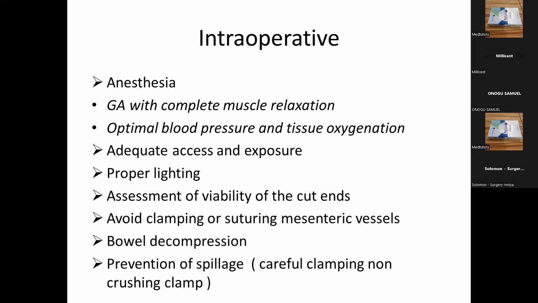Now, ensure that you have adequate access and exposure, with proper lighting of your field so that you can see everything you're doing. And then there is assessment of the viability of the cut ends. Typically, the cut ends are observed for bleeding, fresh bright red blood. This tells us that the ends are viable. If the ends are not viable, that's a contraindication to anastomosing the bowel.